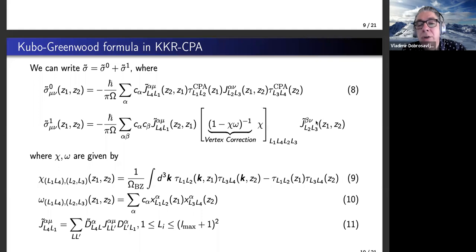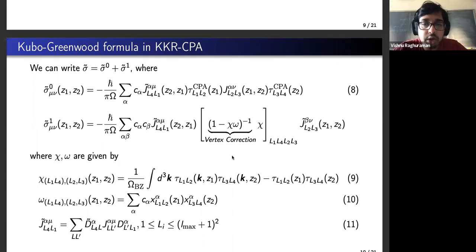Are these vertex corrections, if we actually looked at the single band situation, would they drop out by symmetry? And is the self energy in the CPA, just like in the DMFT, purely local? In the KKR version, it will be local to the atom itself. Are you referring to this vertex correction term here?